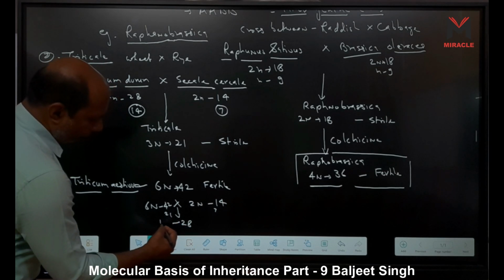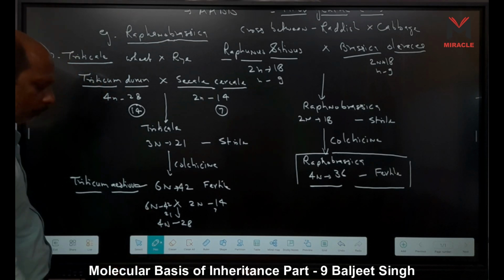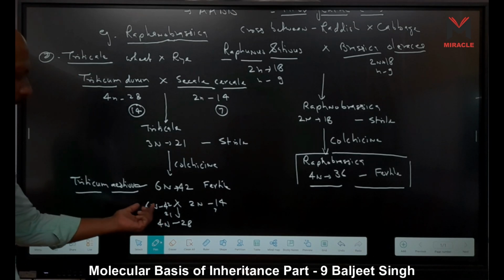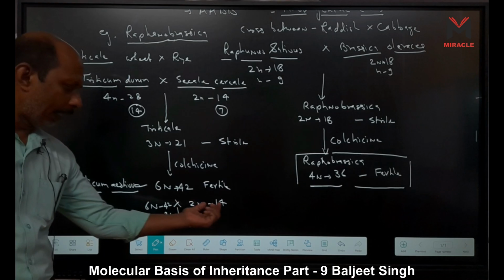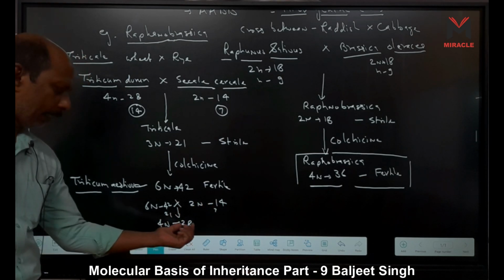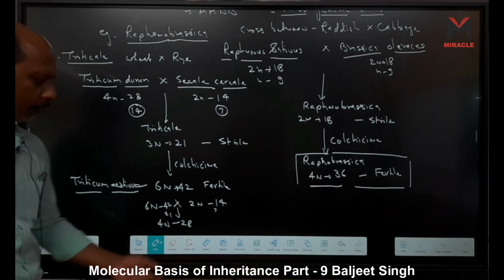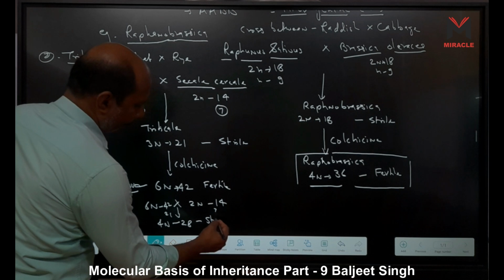It is 4n. You can understand here 6n means when it forms a gamete, this gamete contains half the number of chromosomes. Half the number of chromosomes is what? It is 3n. Here also half the number of chromosomes, it is n, right? Now it becomes 4n and this number of chromosomes is 28, right? Because it is the first generation, so it is sterile.